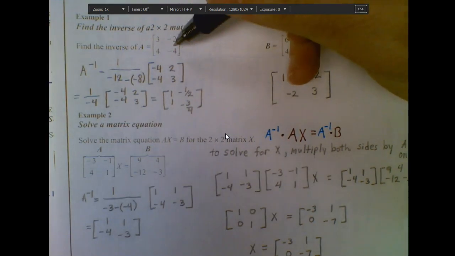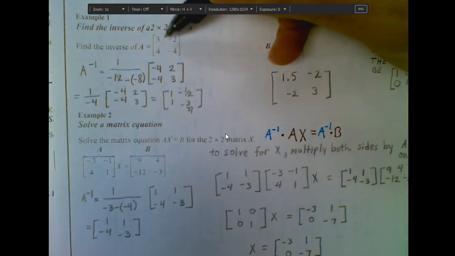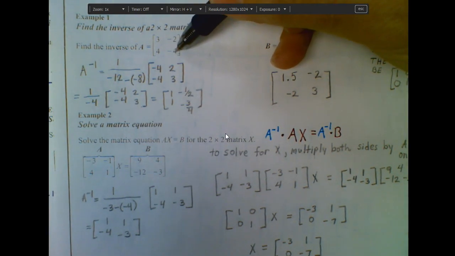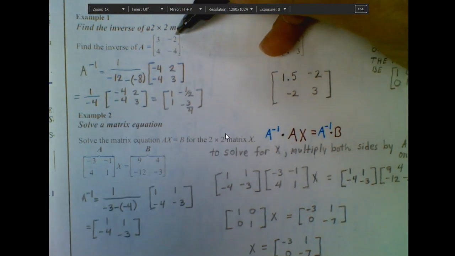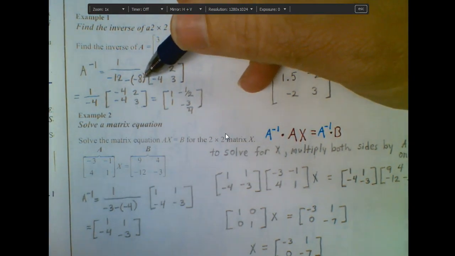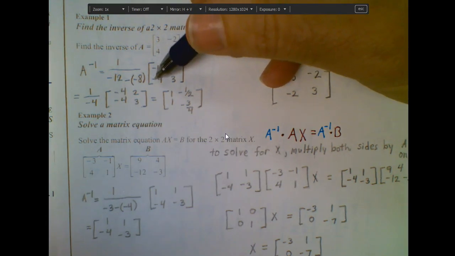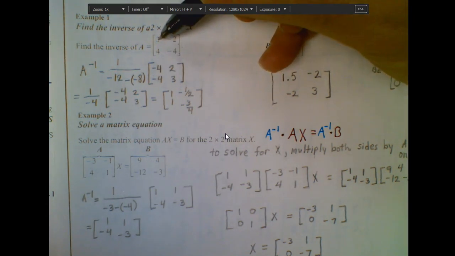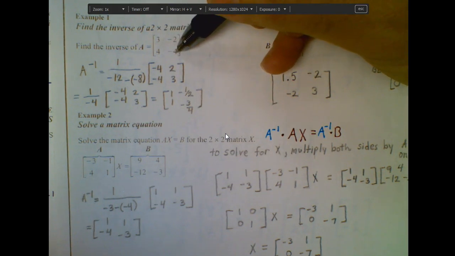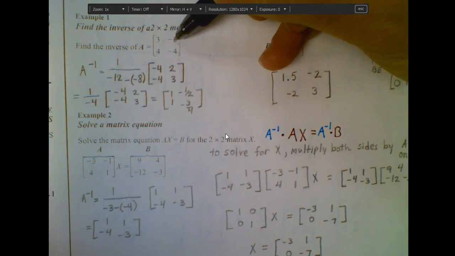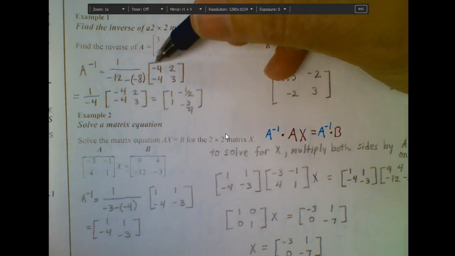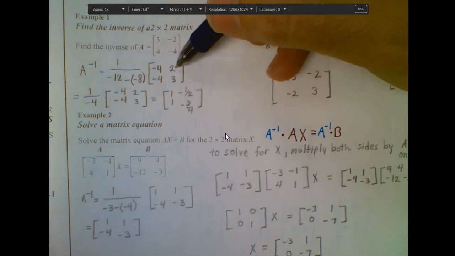So if I wanted the inverse of this matrix, again, I'm going to take the determinant, which would be -12 minus -8, and I'm going to put that on the bottom of my fraction. So I have 1 over the determinant times my altered matrix. And so that's where these two guys trade places and these two guys change signs. And that's what you're seeing in this look right here.